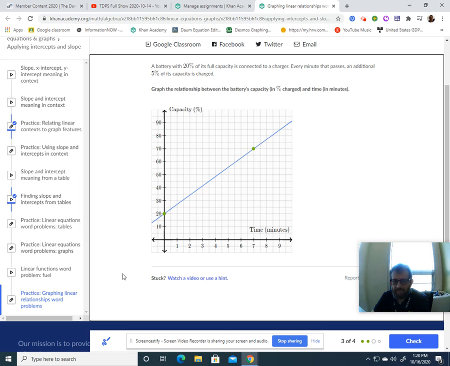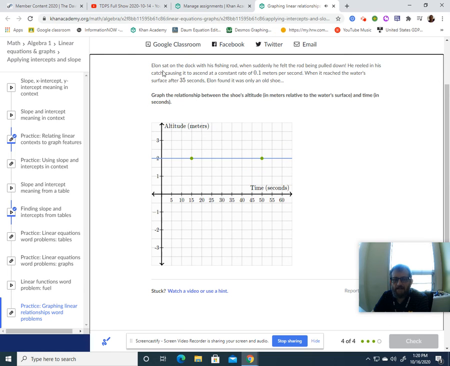It's going up 5% every minute. So after 1 minute, it's gone up 5%. After 2 minutes, it's gone up another 5%. So at 2 minutes, it's now at 30%.